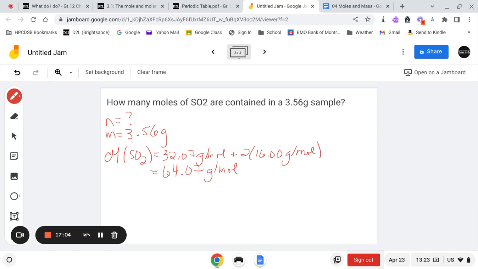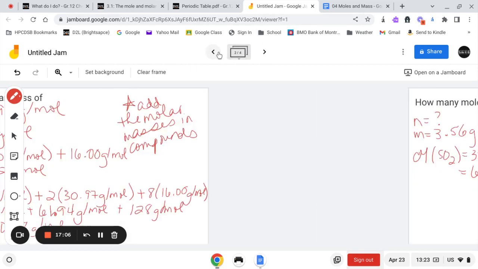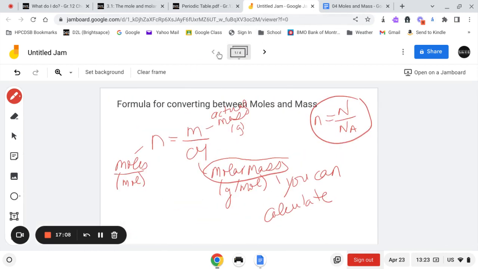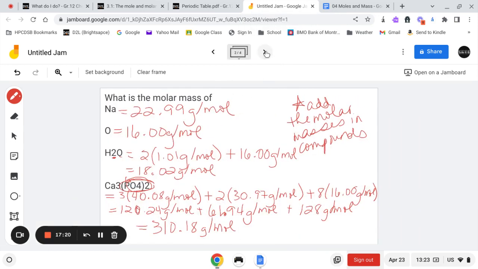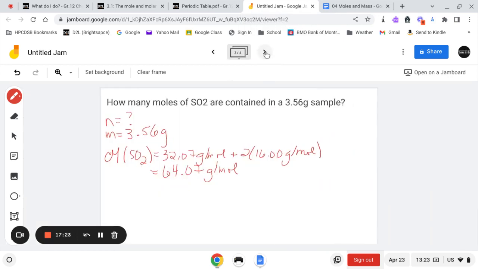Now, let's solve for moles. Okay, we know what our formula is, right? So we looked at that the first Jamboard. Here is my formula when I am dealing with masses. So they're asking us to solve for moles. We know mass. We just calculated molar mass. We'll be able to set this up and solve for the number of moles. So moles of SO2 equals mass divided by the molar mass.